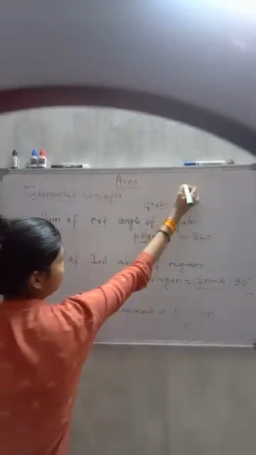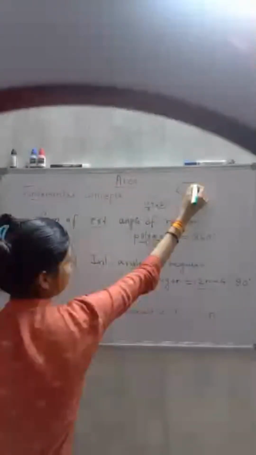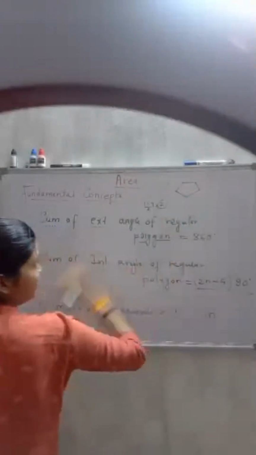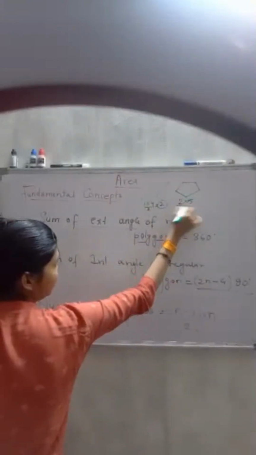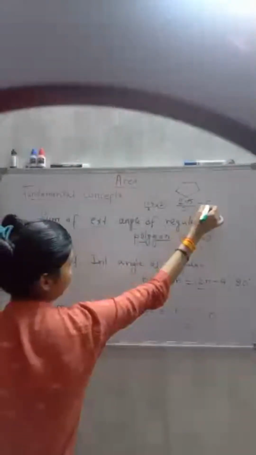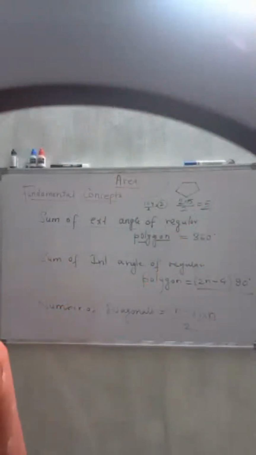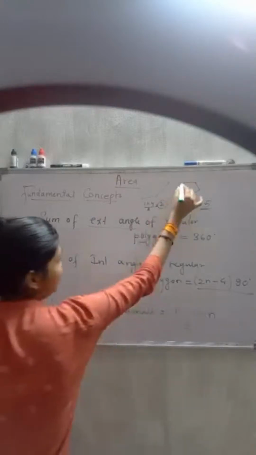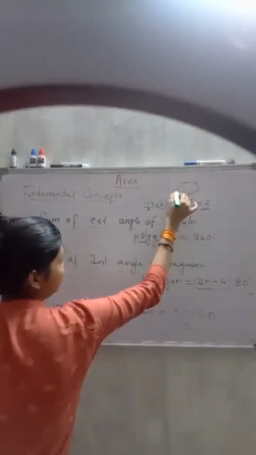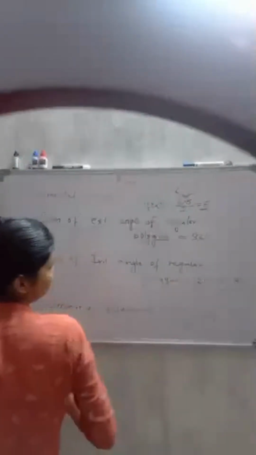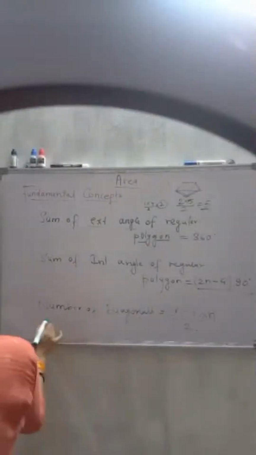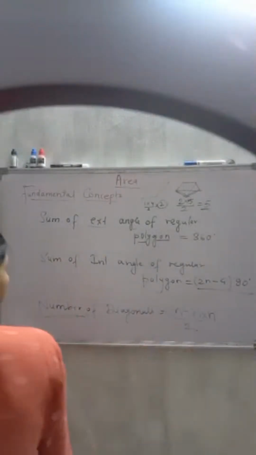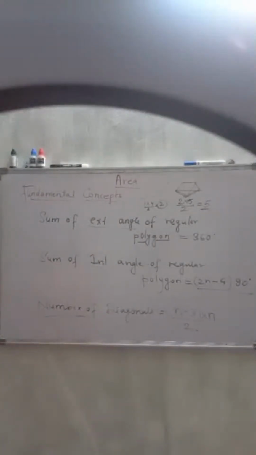In pentagon, there are 5 sides, so 5 minus 3, 2 into 5 by 2, that is 5. Total number of diagonals will be 5. See, 1, 2, 3, 4, and this one will be 5. So this is the formula for finding number of diagonals, n minus 3 by 2 into n.